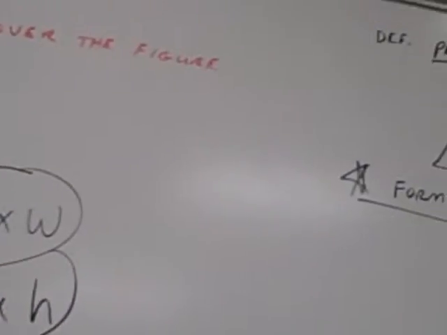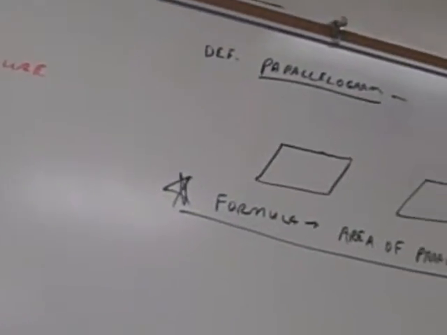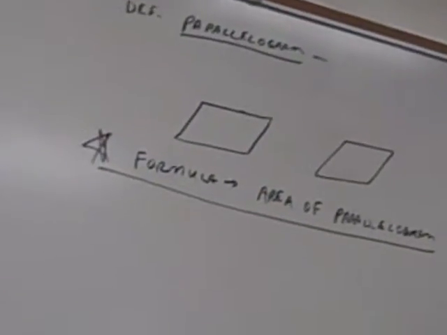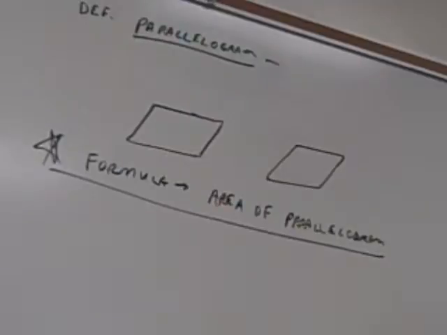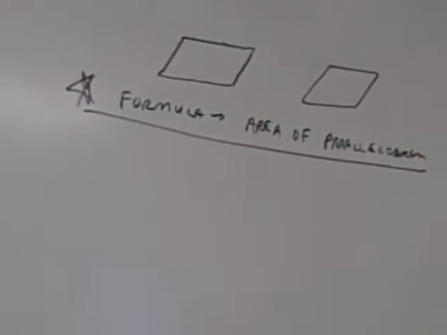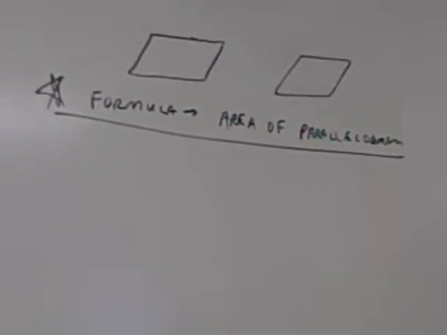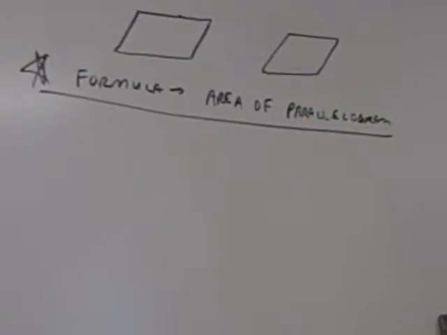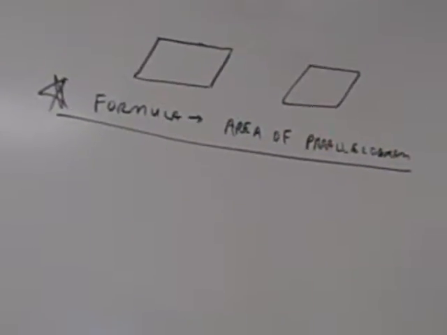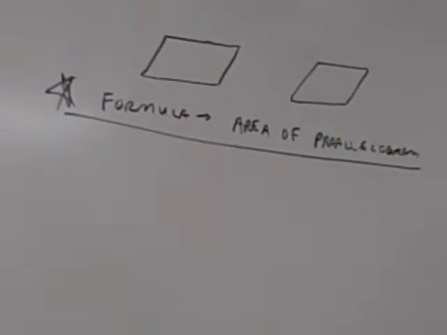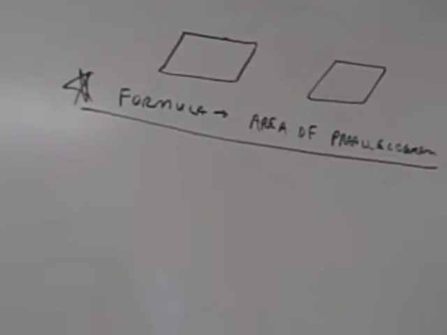What is a parallelogram? Describe one for me. Well, it's a shape that doesn't have 90-degree angles. Well, some can. Opposite sides are parallel. Opposite sides are equal. It has 4 sides, a quadrilateral.